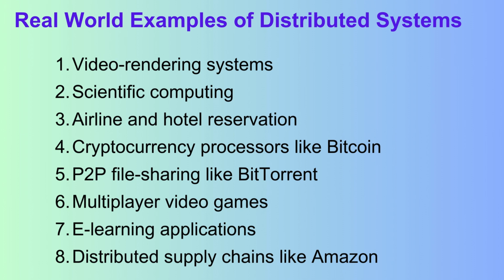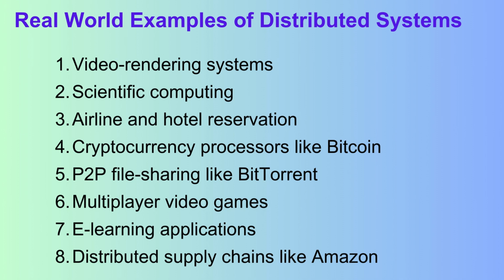And then we also see distributed systems in airline and hotel reservation systems. When you book a flight or a hotel room online, your request goes to a distributed system. Different servers can handle different parts of the process, such as checking availability of rooms or flight seats, and then processing the payments and issuing the tickets. All working together to provide a seamless booking experience. And then another example is cryptocurrency processors like Bitcoin.